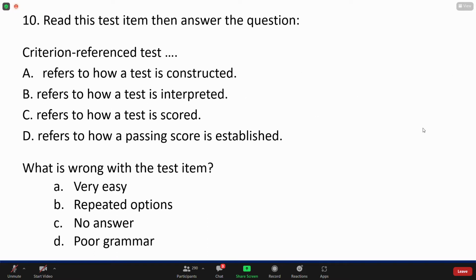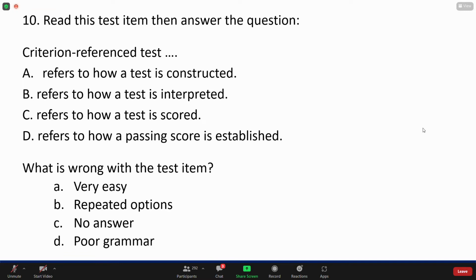Number 10, read this test item, then answer the question. Criterion reference tests. Letter A, refers to how a test is constructed. Letter B, refers to how a test is interpreted. Letter C, refers to how a test is scored. Letter D, refers to how a passing score is established.